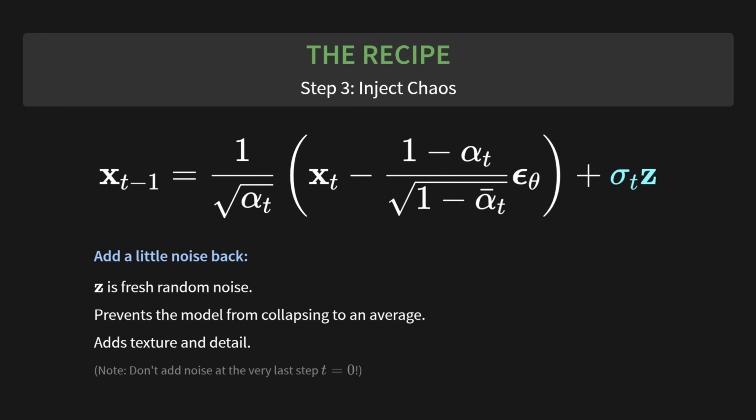It prevents the model from collapsing into a single, boring, averaged out image. This little injection of randomness adds texture, detail, and variety to our generations. It's what makes the images feel alive. A quick note though, we only do this for t greater than 0. At the very last step, we don't add any noise back in. And that's it. That's the entire generation process.